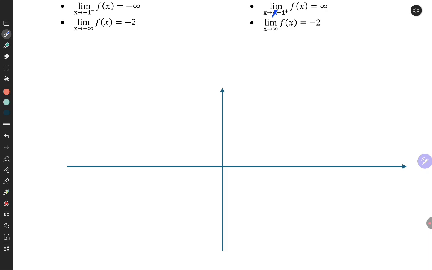Wait, can you actually do that? Because it doesn't have to pass through. Yeah, it doesn't have to be.